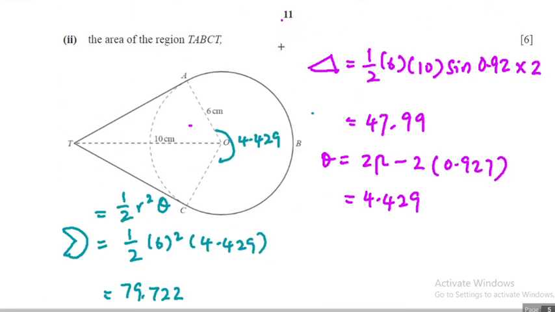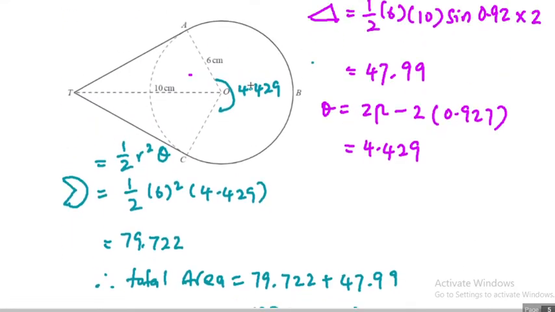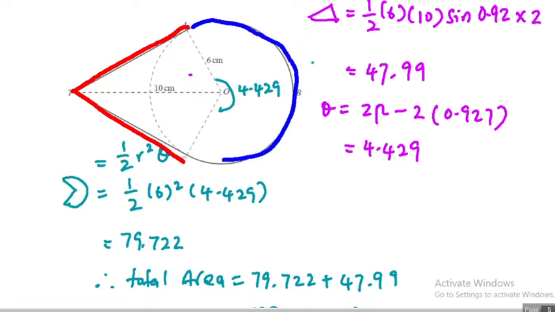Next one, we still got one more. The perimeter of TABCT. Again, this one is just to confuse you, which means we just need to find the perimeter of the whole diagram here. So in this case, to find the perimeter, we need this, and we need this. They are the same, don't worry. And then we need the major sector. The length of the arc is just r theta.